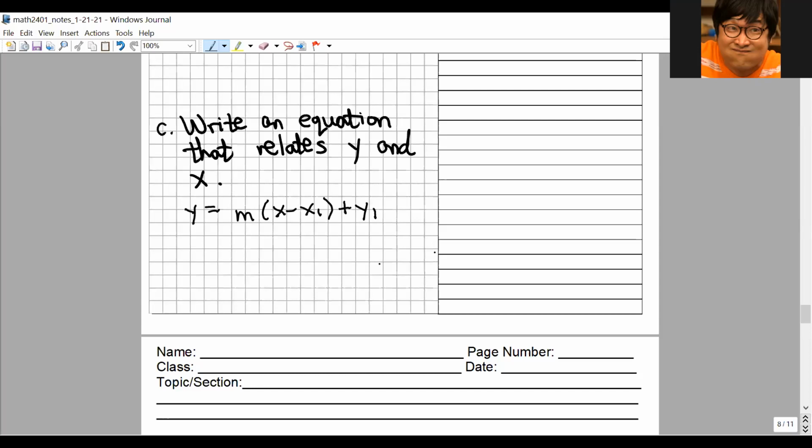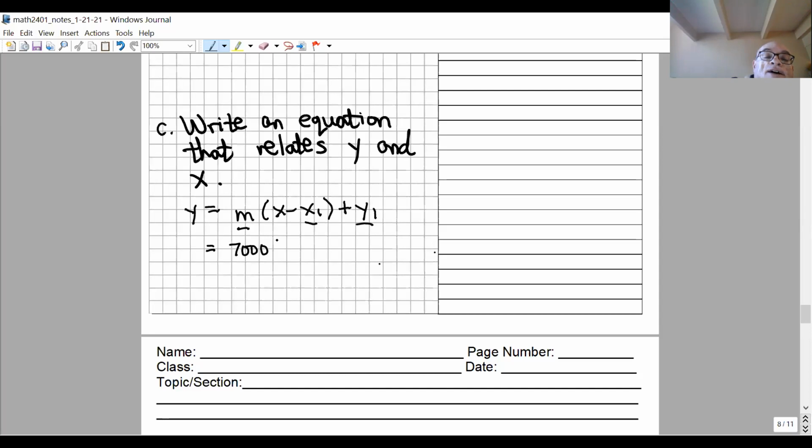And all you have to do is fill in the numbers in this equation. The X and the Y are the variables in the equation, so you don't fill those in. It's the M, the X1, and the Y1 that you have to fill in. And the M, of course, is the what? The slope, 7,000. Right?